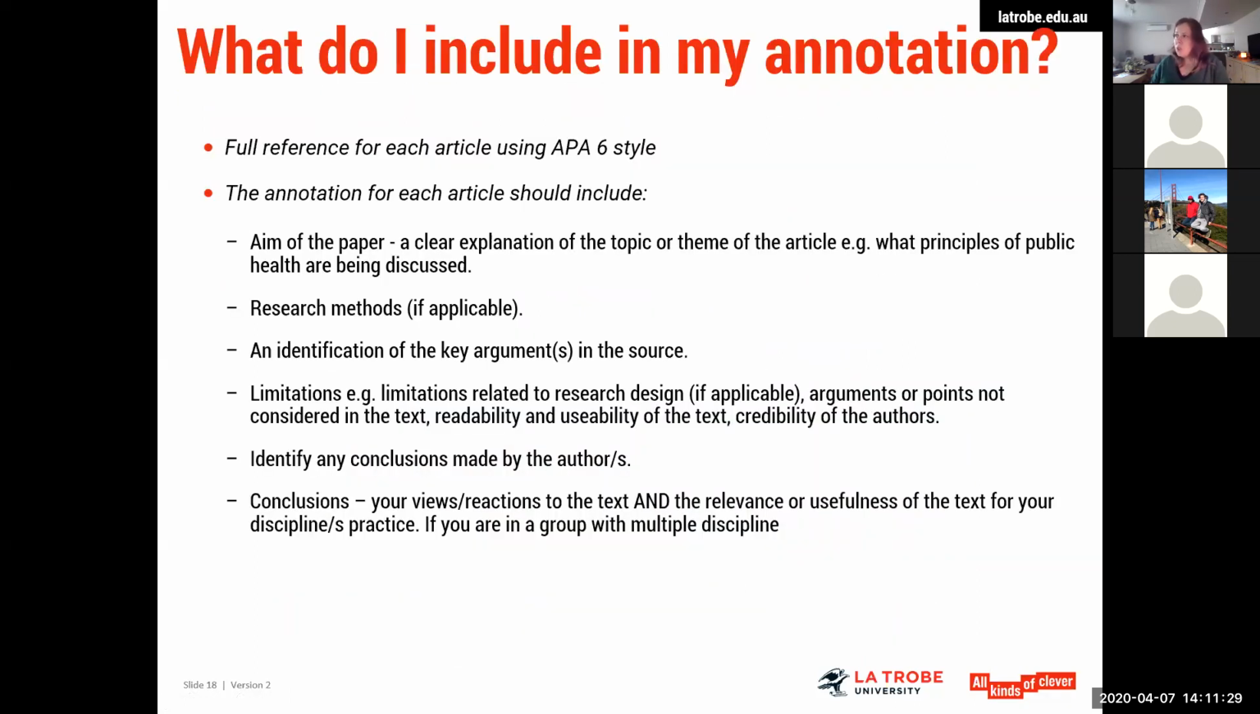Okay, so what do you include? Obviously there's the full reference using APA 6, and then the annotation for each article should include, for example, the aim of the paper. That might be a sentence about a brief explanation of the topic or the theme of the article. So for example, what are the principles of public health that are being addressed in this particular article that you've selected? So for example, if you pick the article, I'm just going to quickly jump to the list.